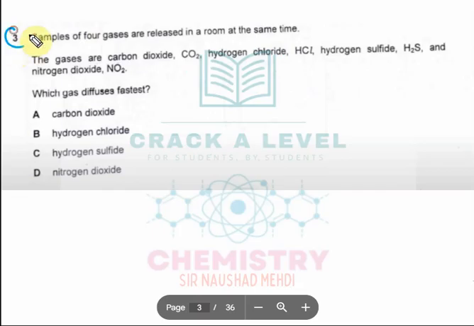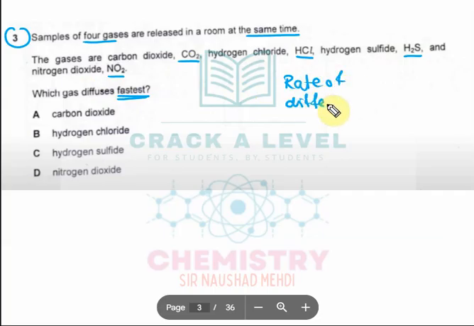Okay, MCQ number 3. Samples of 4 gases are released in a room at the same time. The 4 gases are carbon dioxide, hydrogen chloride HCl, hydrogen sulfide H2S, and nitrogen dioxide. Which gas diffuses fastest? As we all know, the diffusion of a gas depends upon its relative molecular mass. The speed of diffusion of a gas is inversely proportional to its relative molecular mass. So the greater the relative molecular mass, the slower the speed of diffusion. It's asking which gas diffuses fastest, so this gas must have the lowest Mr.